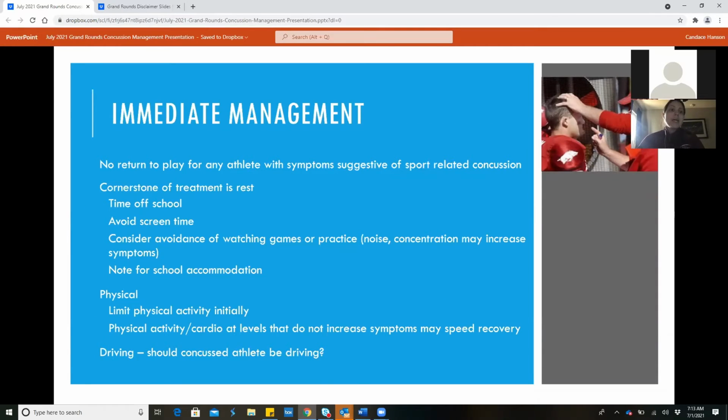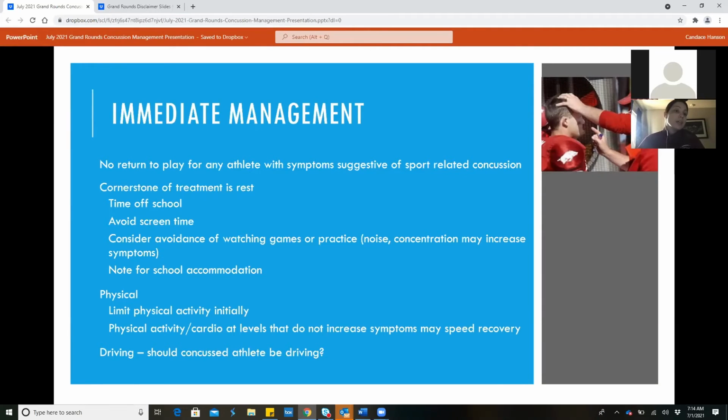Physical exam or limit physical activity initially. Keep everything below symptom exacerbation so they don't need to lay in bed all day and shouldn't, but make sure they're not running, jogging, or particularly putting themselves at risk for another head injury. There is data that physical activity, cardio at low levels that does not increase their symptoms may actually speed recovery. So that can be something used in athletes, particularly who are having trouble recovering.